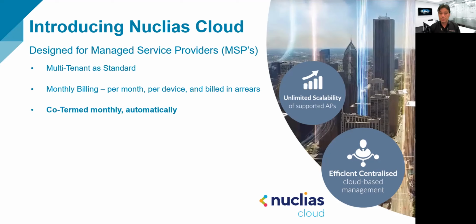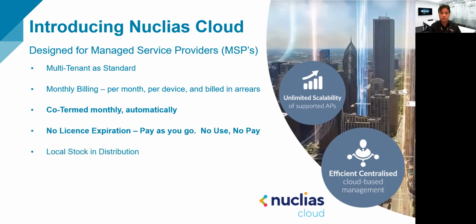And of course, because everything is billed monthly or based on usage, co-terming happens monthly automatically as well. There's nothing which needs to change on that. The licenses don't expire. Everything is done pay as you go monthly. There's no use, there's no pay. In my opinion, that's a really big tick. It makes Nuclias Cloud a really flexible option for you and for your customers.